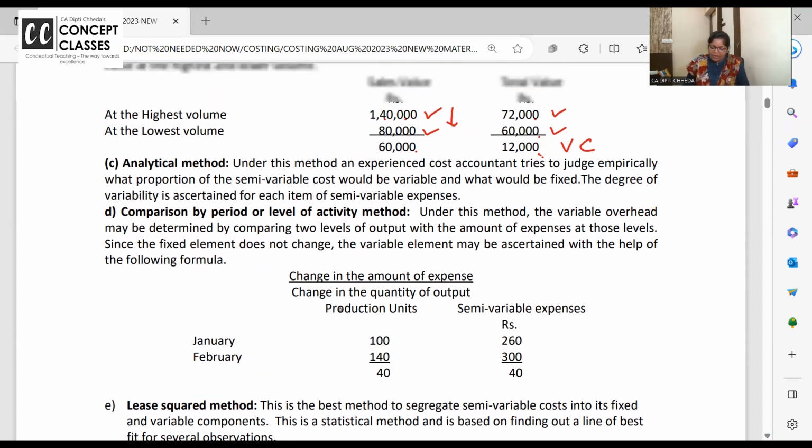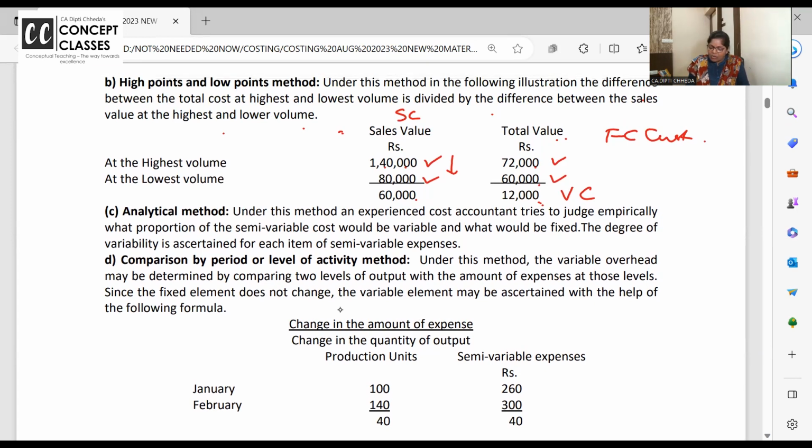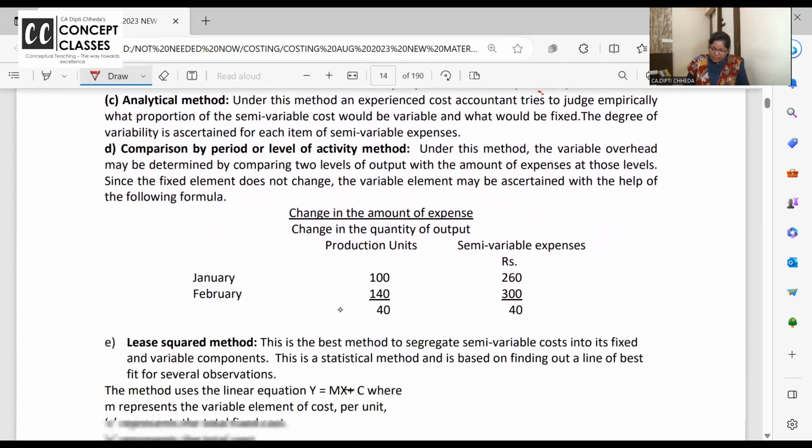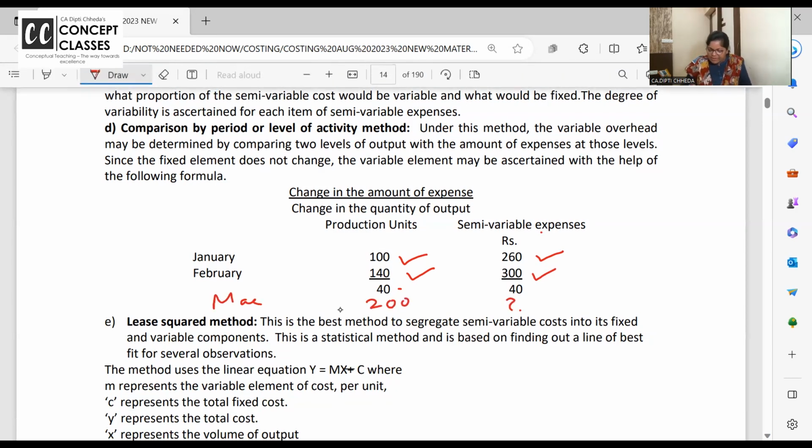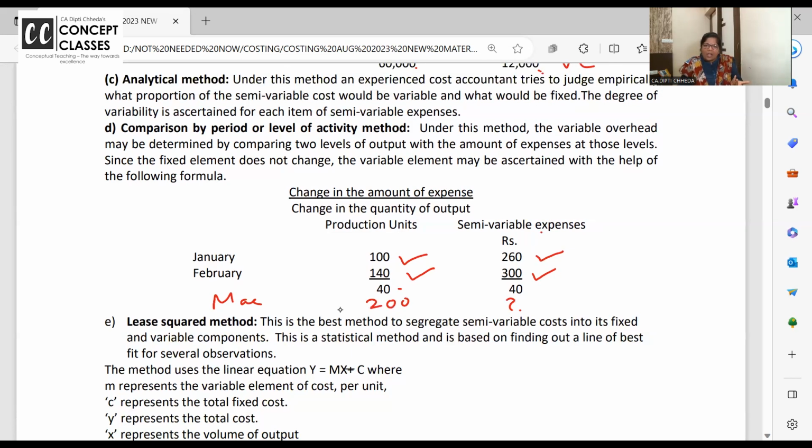Comparison by a period or level of activity. Here sales and cost was there. Here same method like high-low, but you have units. Comparison by the level of activity. In January, when you produced 100 units, your semi-variable cost was 260. In February, when you produced 140 units, 40%, your semi-variable overhead is 300. In March, I am deciding to produce 200 units. Mera semi-variable overhead kitna hoga?